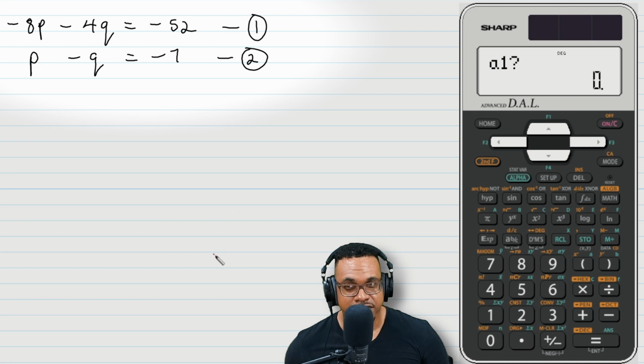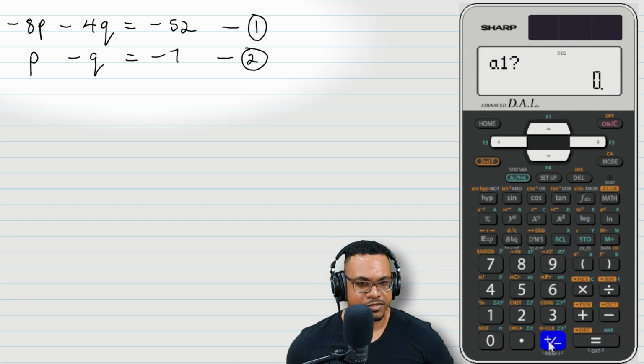So this is how it's going to work. 1 stands for the first equation. So this negative 8 will be my A1. Then this negative 4 will be my B1. And this negative 52 will be my C1. And then when it comes to the second equation, you're going to see A2. So you have 1P. So the 1 in front of the P is going to be my A2. This is negative Q, which is negative 1Q. So a negative 1 would be my B2. And then this negative 7 would be my C2.